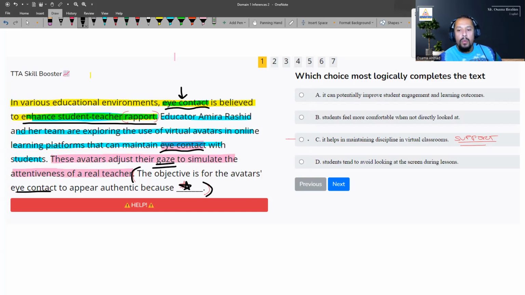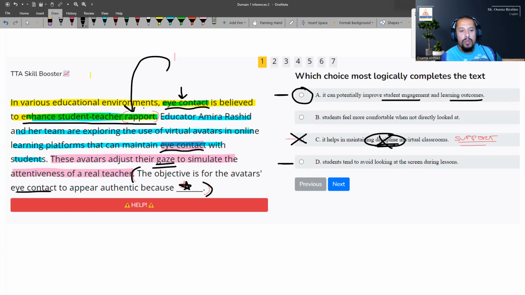D. Well, first you told me C, right? Maintaining discipline, but we're not really discussing this. I think it's A or D. You think it's A or D. And so now we either look for support or we look for something that would make it wrong, right? Which answer gives us clear support? A. Answer A. It can potentially improve student engagement and learning outcomes.